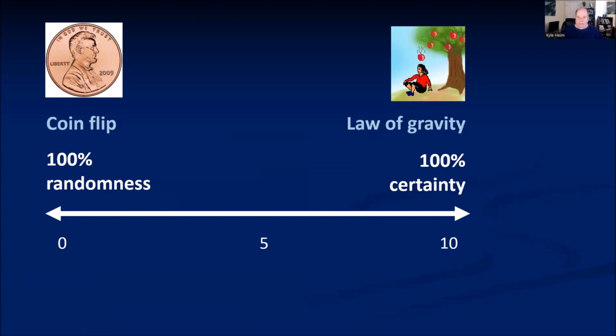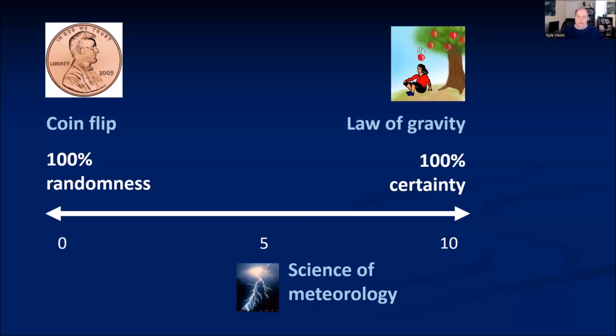With something like gravity, gravity is a scientific law because it always holds true. It has never been disproven. If you throw an object up in the air, you know that it's going to come back down to Earth. So we can imagine plotting these on a scale of 0 to 10, where 0 is complete randomness and 10 is complete certainty. What if we bring in a field like meteorology, the science of weather?